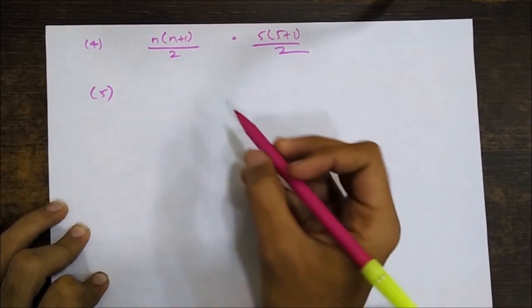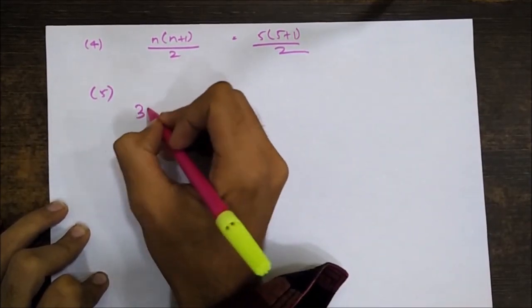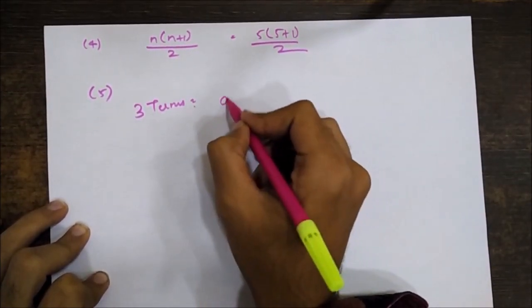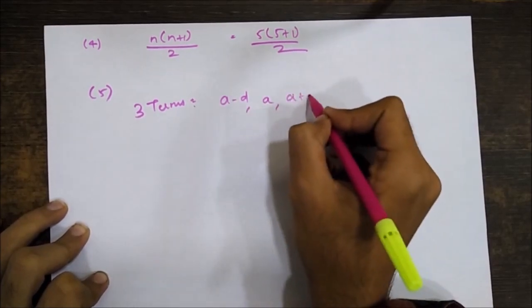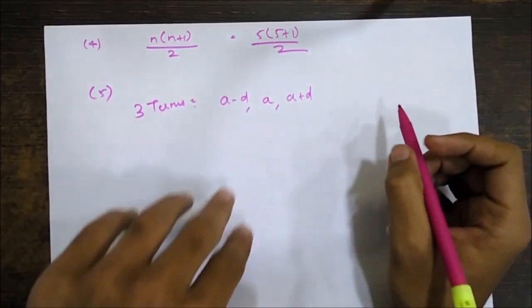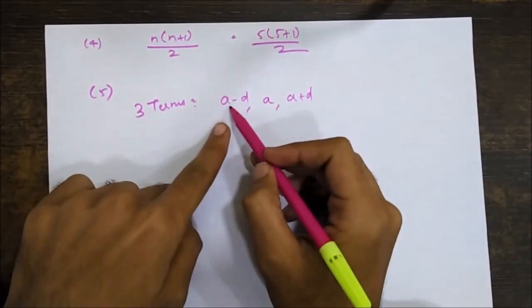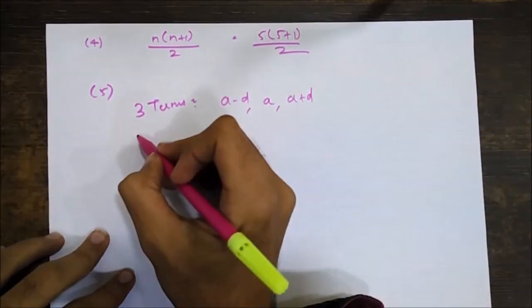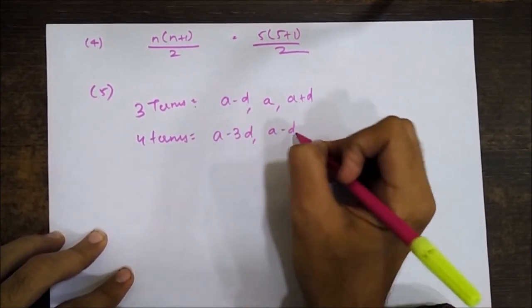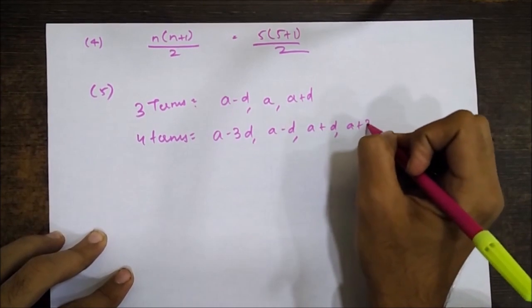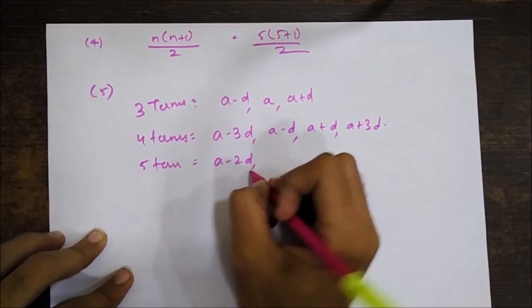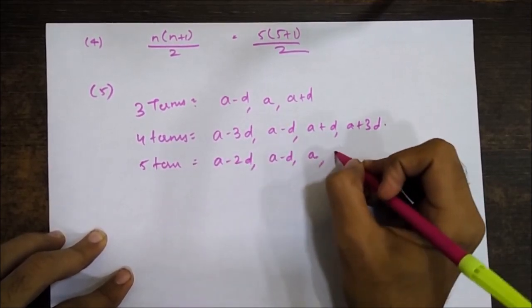Now the groups of terms in AP. If we have been given 3 terms in AP, then how would we denote them? 3 terms would be denoted as A minus D, A, A plus D. So this would basically help us solve the sum where we have been given an AP of only 3 terms. So this would be A, the previous term would be A minus D, and this term would be A plus D. Similarly, if 4 terms are given, then it would be A minus 3D, A minus D, A plus D, and A plus 3D. And similarly for 5 terms, it would be A minus 2D, A minus D, A, A plus D, and A plus 2D.